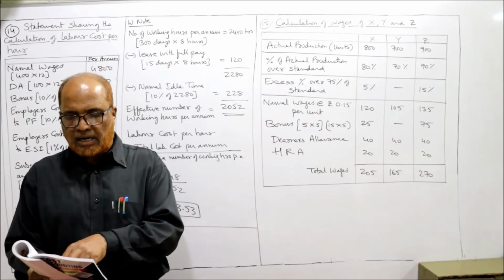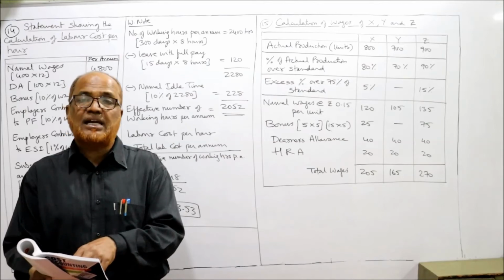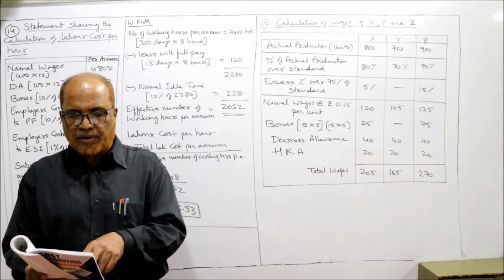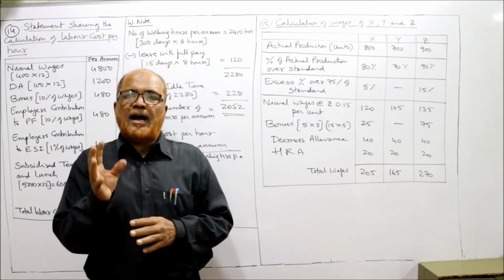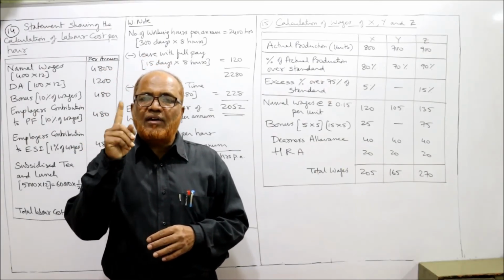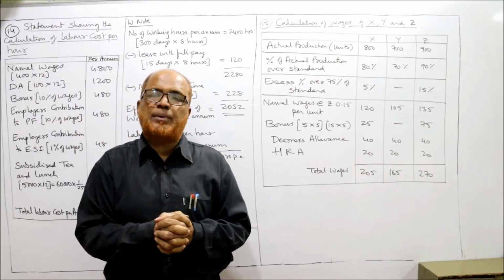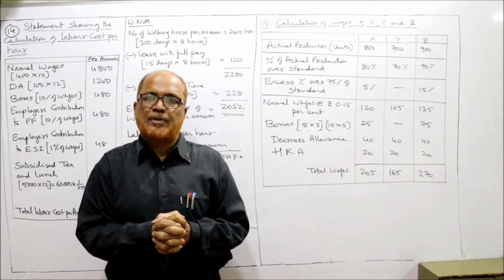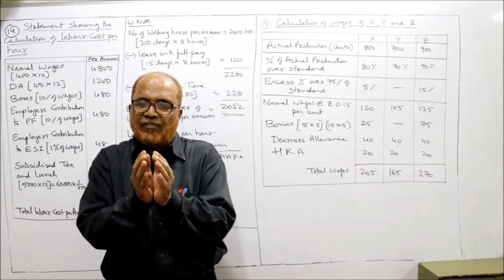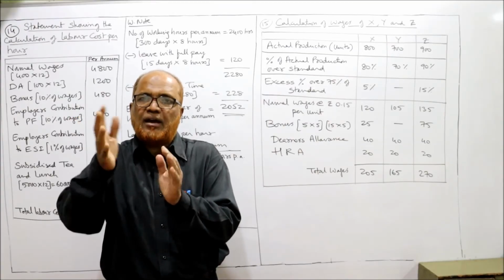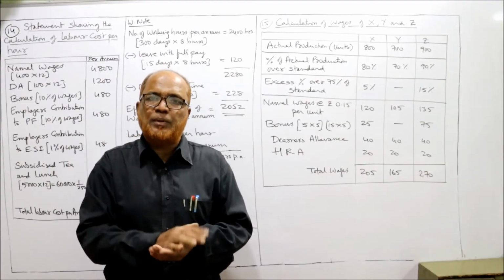Additional production bonus at the rate of 5 rupees for each percentage of actual production exceeding 75% of standard. So bonus will be paid at the rate of 5 rupees for every 1% extra production in excess of 75% of standard production. So if someone produces more than 75% of standard production, they will get a bonus. For every 1%, 5 rupees will be paid.